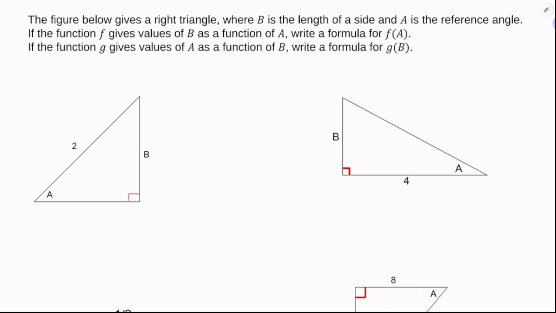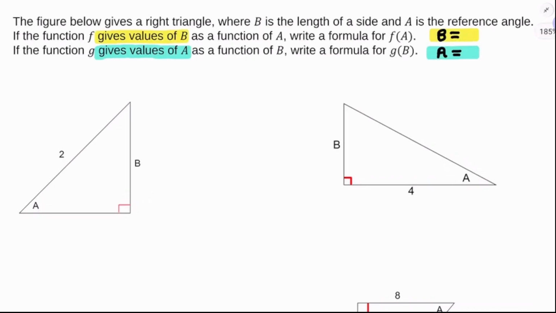Okay. I highlighted it the same way, just the same as I did on the notes on the homework. So when it says f gives values of b, we should be able to write a formula like b equals, and then the rest of the right side of that equation, that would be f of a, right? It would be a formula with a's in it, or maybe an a in it. And if the function g gives values of a as a function of b, write a formula for g of b. And so that'll be a formula that shows us how to compute a if we know b.